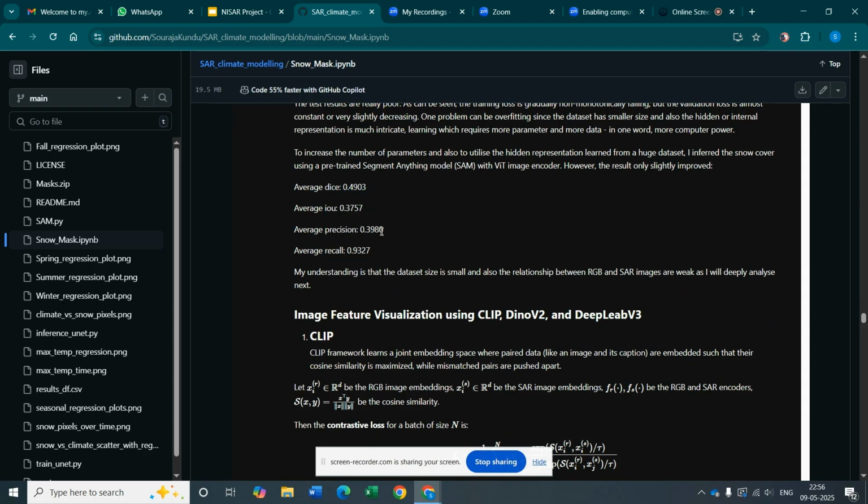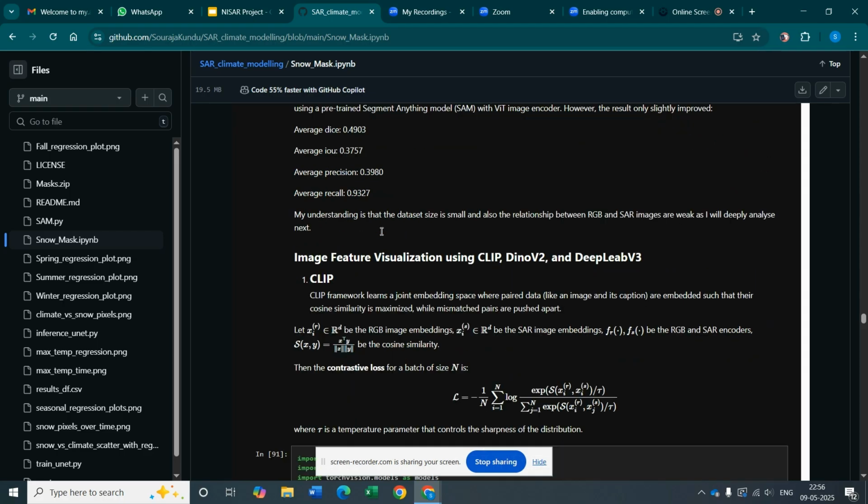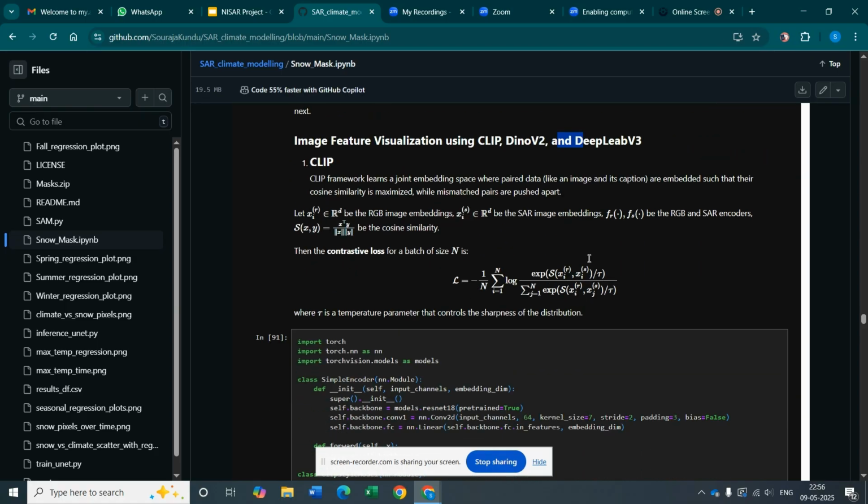much improvement. So I went on to analyze what are the different features of the SAR and RGB images that are distinguishable. For that I went to some image encoders and also the vision part of some visual language models like CLIP, the Contrastive Language-Image Pre-training, and DINOv2 and DeepLab V3. These are the image encoders.